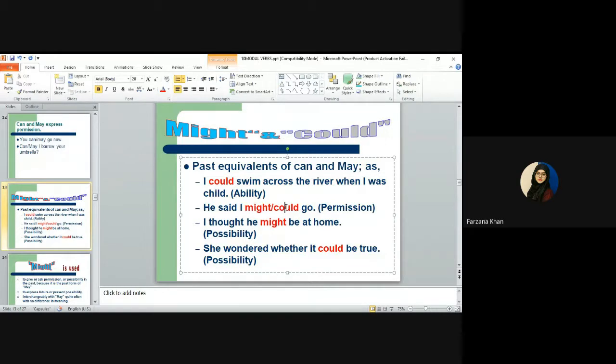In the next sentence you can see, I thought he might be at home, right? In this sentence, the possibility has been shown. For the purpose of giving possibility, might has been used, but this sentence is in past tense. That's why instead of may, might has been used here. In another sentence, you can see could has been used to show the possibility. She wondered whether it could be true. Well, let's discuss might and may one by one.